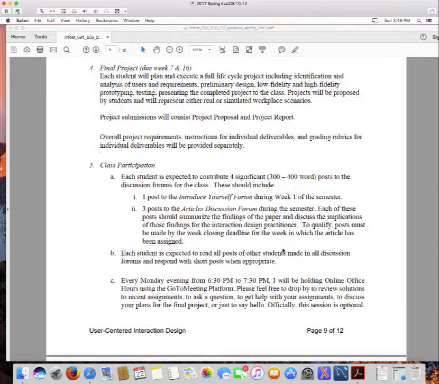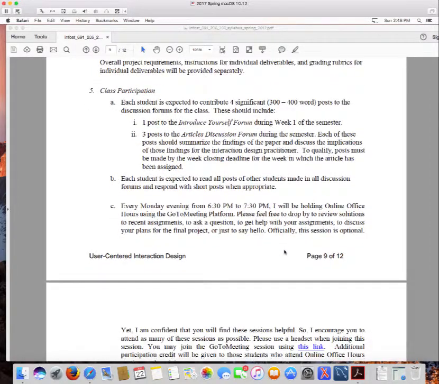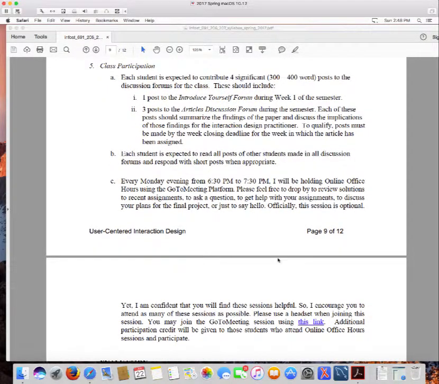Class participation. I talked through the elements of class participation earlier, but they're summarized here. There's your introduce yourself post. There are 3 posts that you're expected to make to the articles discussion forum. You can certainly do more. What I want is people to post 3 times on the articles.